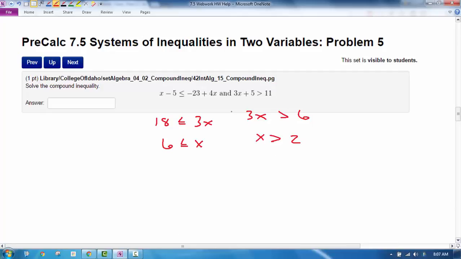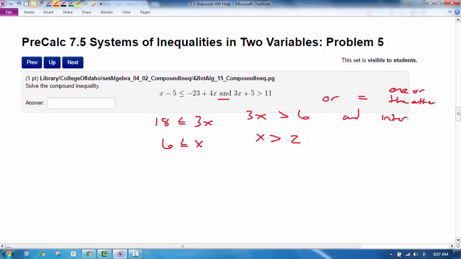Now, "and" means intersection. "Or" means one or the other, or technically kind of means both. "And" means intersection. So "or" means, I guess, one or the other is a better way to look at it. I know this gets a little confusing.